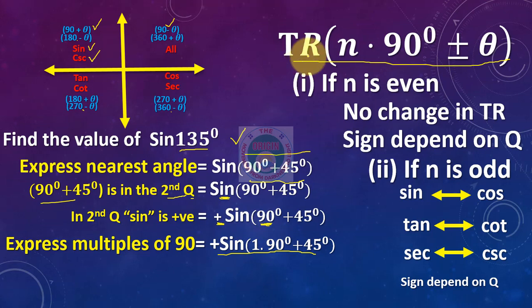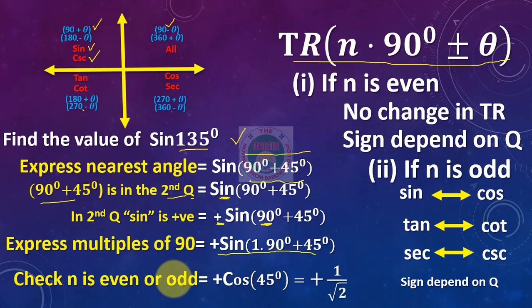Compare these two. The trigonometric ratio is sine, n value is 1, 90 is there, and theta is 45. Check whether n is even or odd. Here 1 is an odd number. In all cases, remember that point. So for n odd, what is the condition? Sine is converted into cos. Here sine is converted into cos.